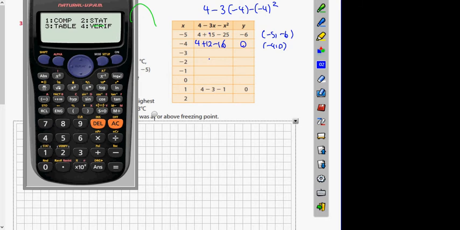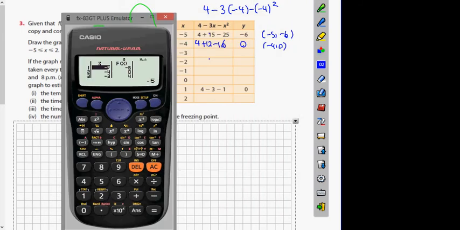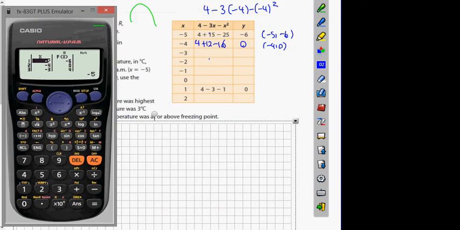That's predicted. Now, what is the function this time around? The function is 4 minus 3x minus x squared. And where does it want me to go from? Minus 5 all the way to 2. So it starts at minus 5, ends at 2, with a step of 1. How do you know the step changes? Well, you can see from the graph that the step is 1. Step is usually always 1.